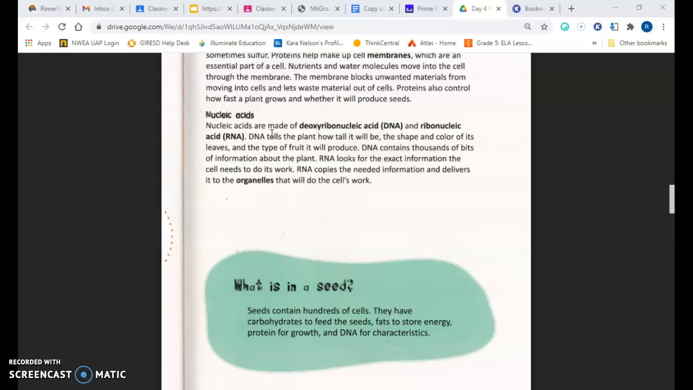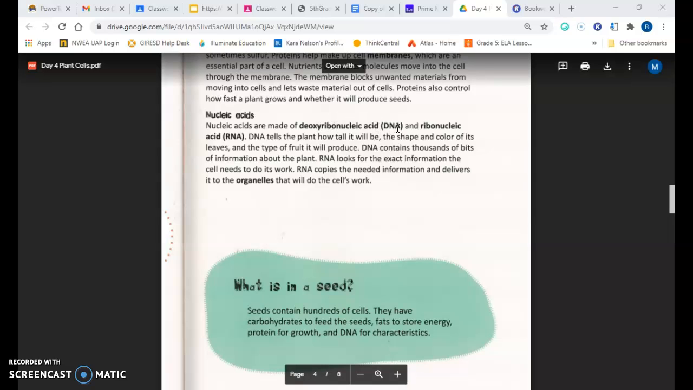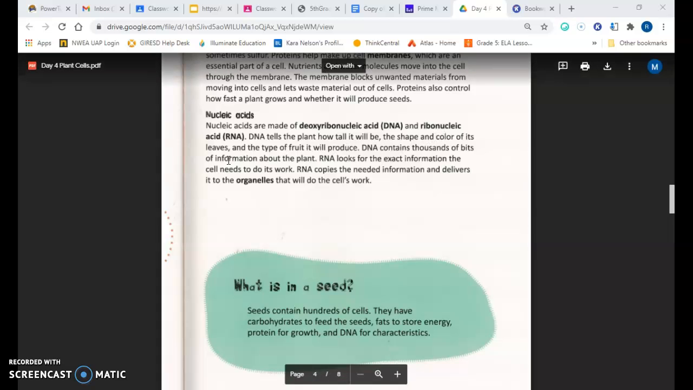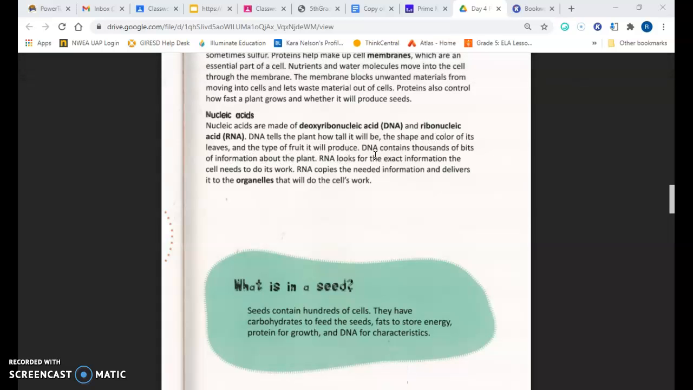Nucleic acids. Nucleic acids are made of, let's say this one slowly, deoxyribonucleic acid, also known as DNA, and ribonucleic acid, which is also known as RNA. DNA tells the plant how tall it will be, the shape and color of its leaves, and the type of fruit it will produce. DNA contains thousands of bits of information about the plant. RNA looks for the exact information the cell needs to do its work. RNA copies the needed information and delivers it to the organelles that will do the cell's work.